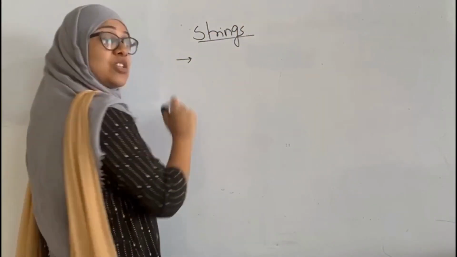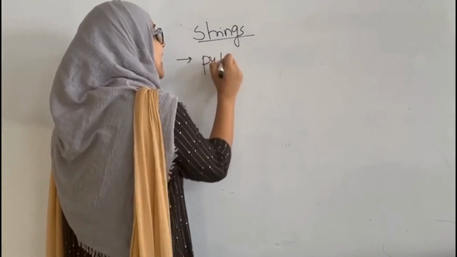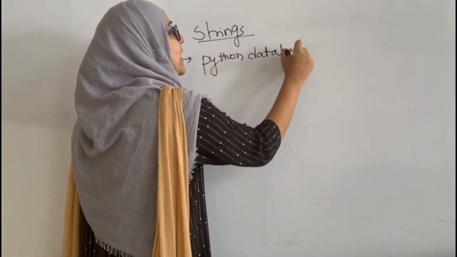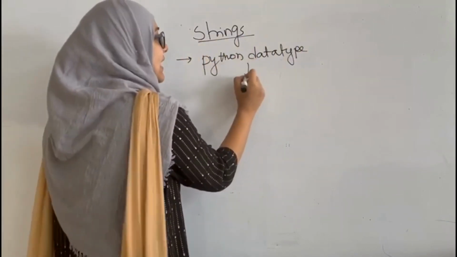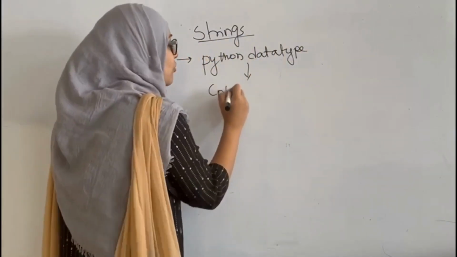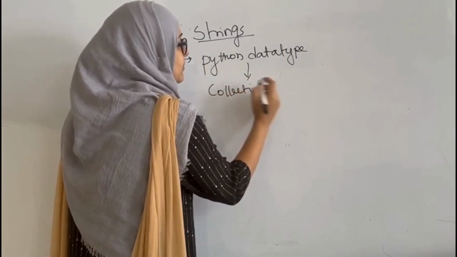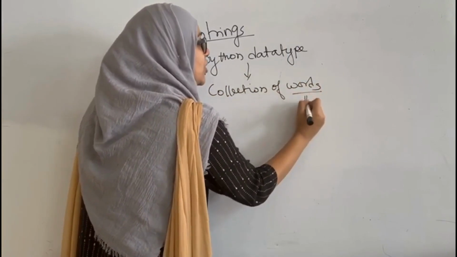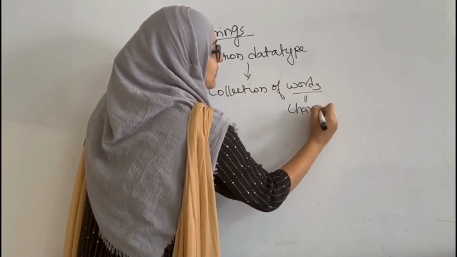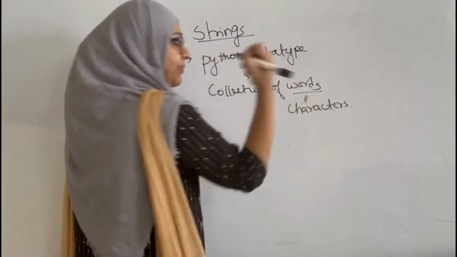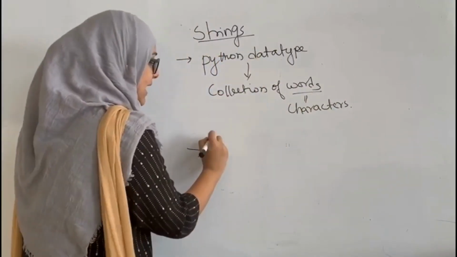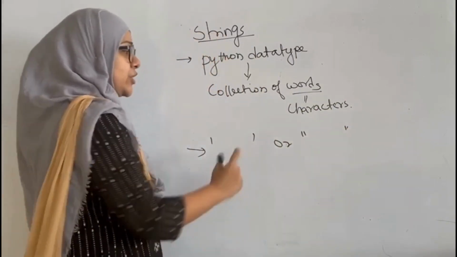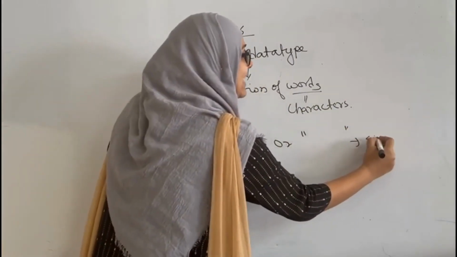So what do you understand by string? String is a Python data type that accepts a collection of words, or more precisely, you can say a collection of characters. Strings can be represented by single quotes or double quotes. Both of them will work for a string. This is for a single-line string.